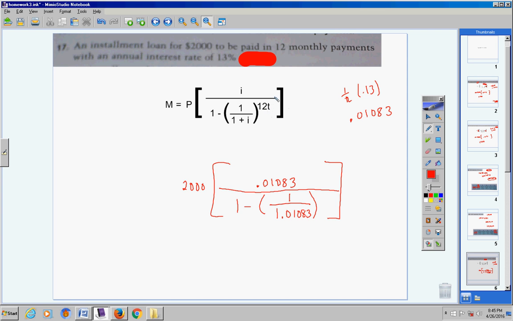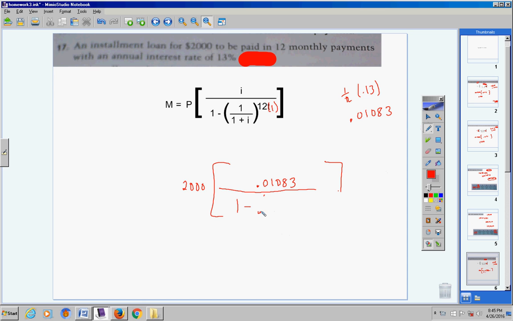Remember, time has to be in years, so 12 monthly payments means 1 year. So we have 12 times 1, so your power would be 12. So with my calculator, I'm typing in right now 1 divided by this decimal. 1 divided by 1.01083. Enter, and then raise that to the 12th power. And you're going to get 0.8787443138.